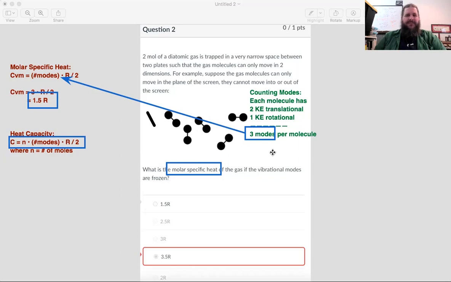Any other questions on that one? And were there any other quiz questions you wanted to work on? Question 3, let me pull that up. There it is.